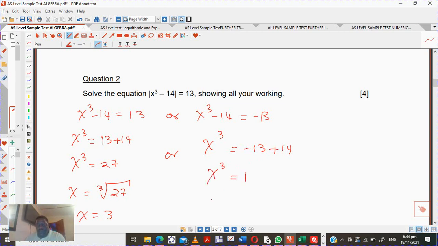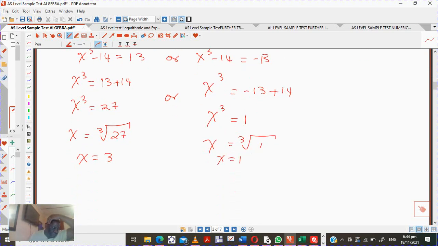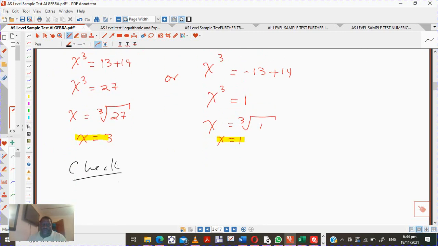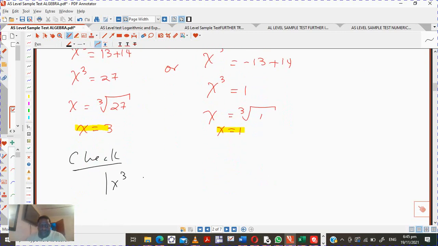Or x cubed equals minus 13, you add 14, 14 minus 13 is 1, so x cubed is equal to 1, so x will be nothing but the cube root of 1, x therefore is equal to 1. So now you have got these two solutions. Again, you need to be able to check these solutions. So I got this is an answer and that's an answer. Just to be on the safe side, you have to check your solutions. All right, so let's quickly check and see when x equals 3 in our equation, x cubed, just to go back, minus 14.